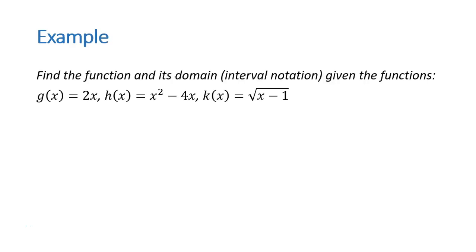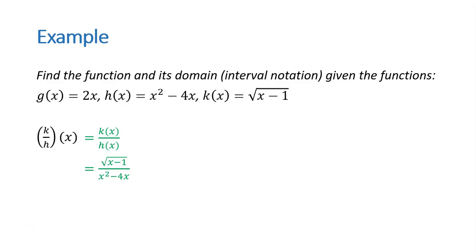So again, same rules. Let's do a division this time though, because we know there's one extra thing we have to take into account with division. So now we're doing a division. So k over h, or k divided by h, of x. So that's going to be k of x divided by h of x. So I plug in my rule for k of x, I plug in my rule for h of x, and then there's nothing I can do to simplify this. This is as simple as it goes. Okay, so our final function is the square root of x minus 1 divided by x squared minus 4x.